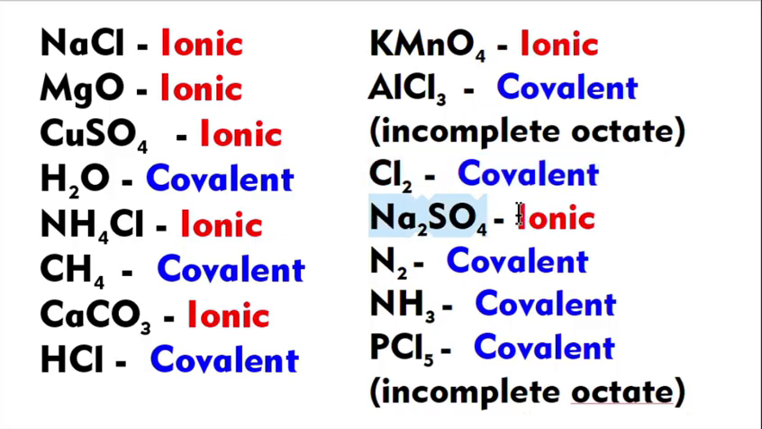Cl2, between Cl and Cl, non-metal, covalent. Sodium sulfate, ionic. N2, covalent. NH3, covalent. PCl5, covalent, between non-metal and non-metal. And another example for incomplete octet is PCl5. I'll explain what an incomplete octet is.